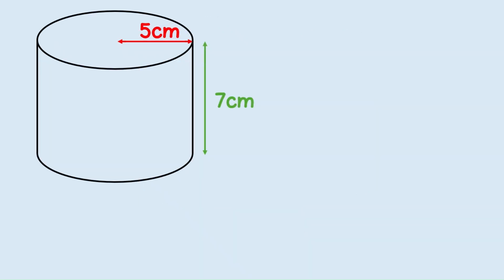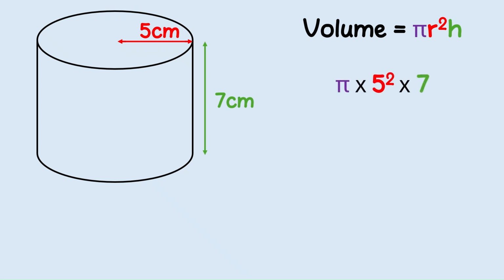Let's look at an example. In this example, we are given a radius of our circular face of 5 centimeters, and the height of our cylinder is 7 centimeters. Remember, the formula we need is volume equals pi r squared h. So we can just substitute these two numbers in. R is going to be 5 and h is going to be 7. That gives us pi times 5 squared times by 7. Now 5 squared times by 7 would give us 175. So we could write this as 175 pi.